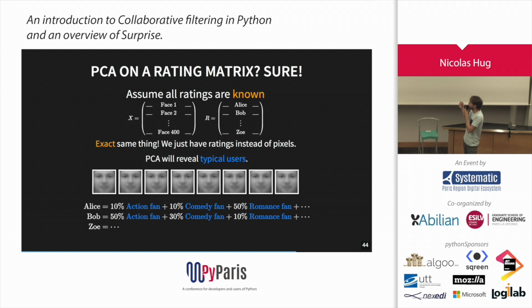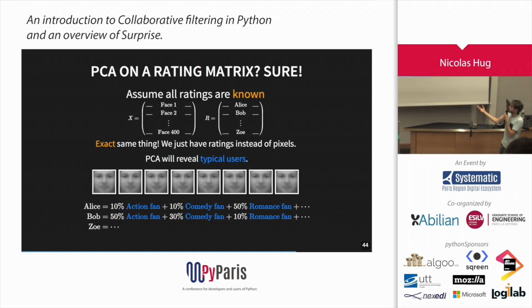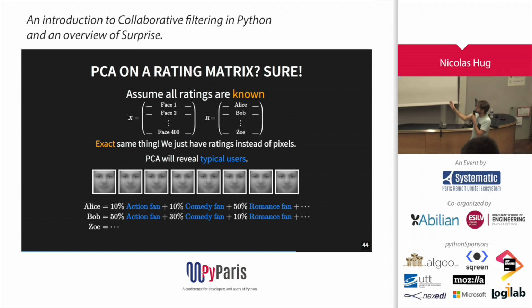And the nice thing is that we can associate a semantic meaning behind each of the typical users. For example, well, in practice there is no way to do that in a very accurate way, but it helps to understand. We can consider that the first guy is some typical action fan, the second guy is a typical comedy fan, etc. So Alice will be represented by 10% action fan. She's not very sensitive to comedy, but she very much likes romance, etc.